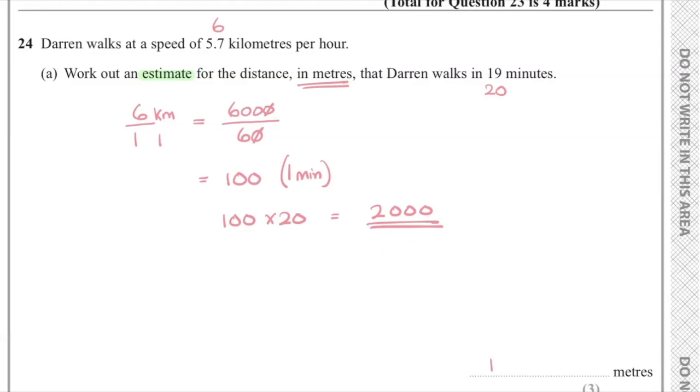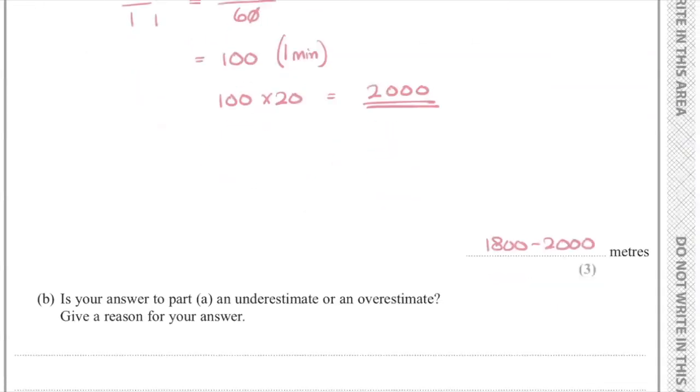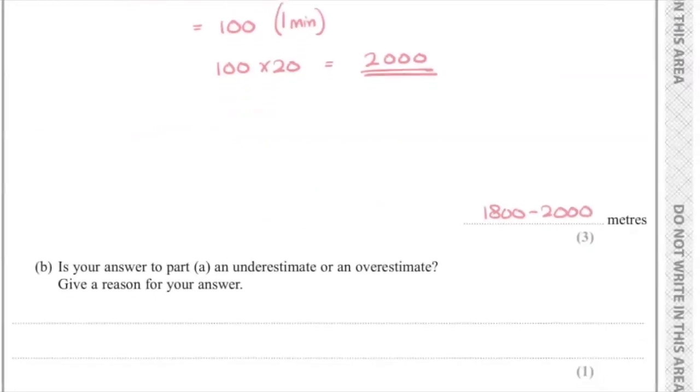1800 to 2000 was on the mark scheme for this question. Now, the last part isn't always asked, but it does say, is your answer an underestimate or an overestimate? Now, when you read that, that could be the trigger that you may have gone wrong here if you hadn't rounded.